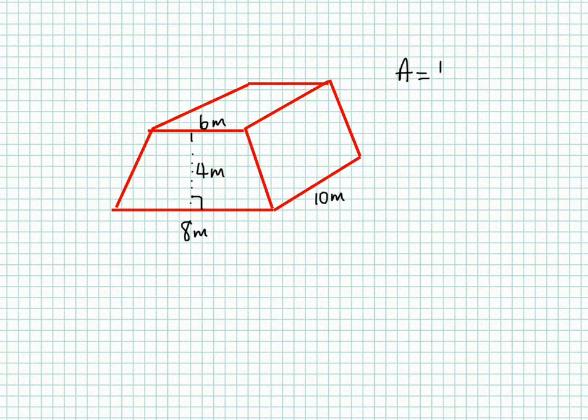going to be a half (A plus B) times the height. Remember that your A and B are your parallel sides, so that could be your A, this could be your B here, which is 6, and then you've got your perpendicular height there, that's your H. You need to find the area of the bottom of this shape, which is 8 times 10.